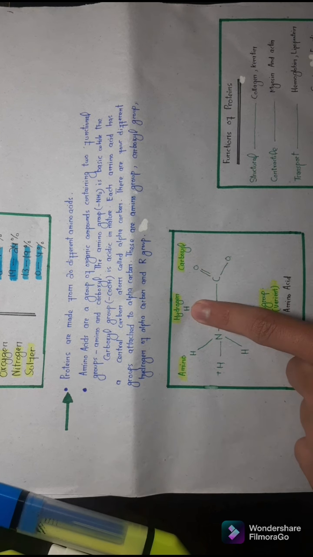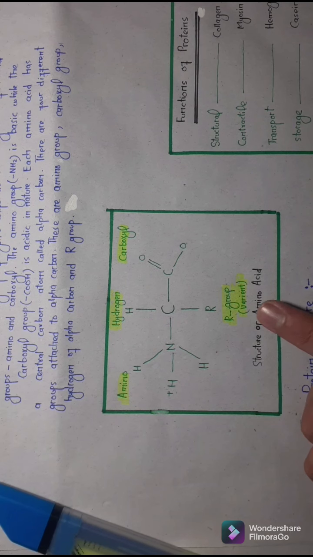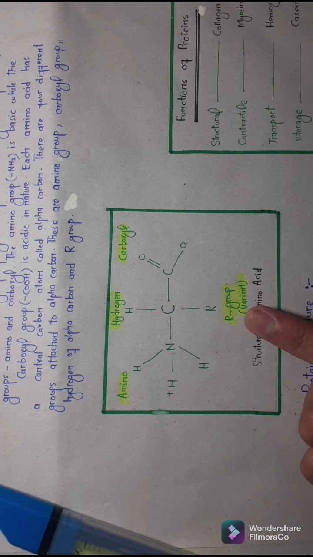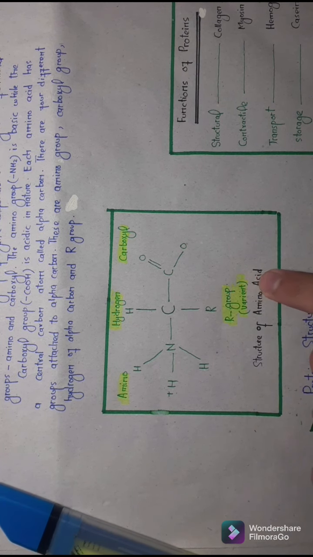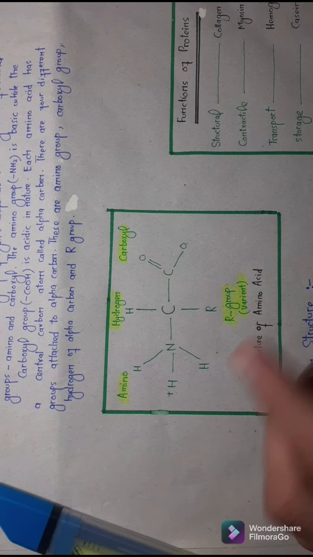Each amino acid has a central carbon atom which is known as the alpha carbon. There are four different groups attached to the alpha carbon. These are the amino group, the carboxyl group, hydrogen, and the last one is the R group. R groups are variant in nature. If we change the R group, then the amino acid changes. This R group, which is variable, is either hydrogen or an alkyl group. Due to this variable, the amino acids are different from one another.